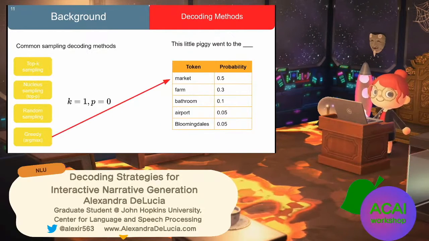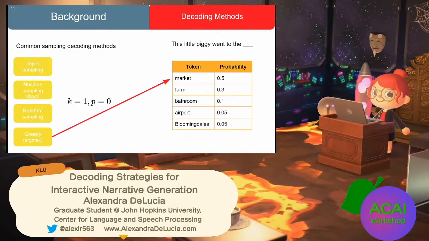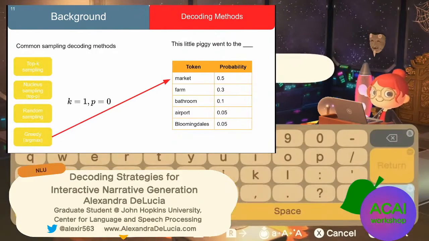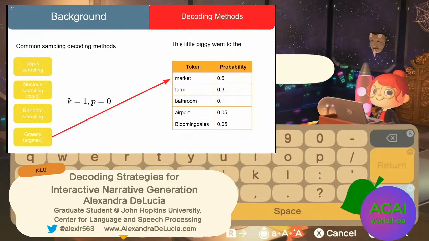And another special case, greedy sampling, also known as argmax, where it would be equal to K equals 1 or P equals 0, where you only take the top token and you don't look at any other options.